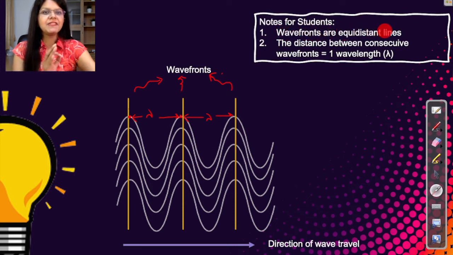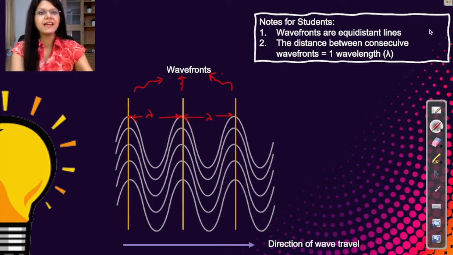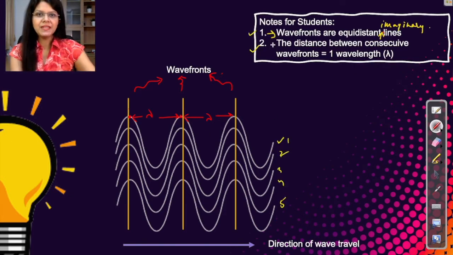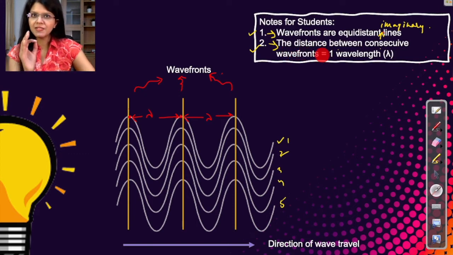Wavefronts are equidistant lines, and you can also say they are equidistant imaginary lines. Second point, the distance between the consecutive wavefronts is equal to one wavelength, or lambda. Alright, so these are some important things that you need to understand.